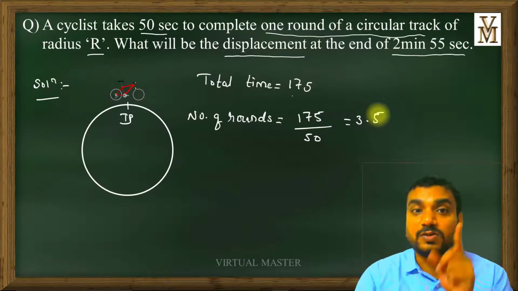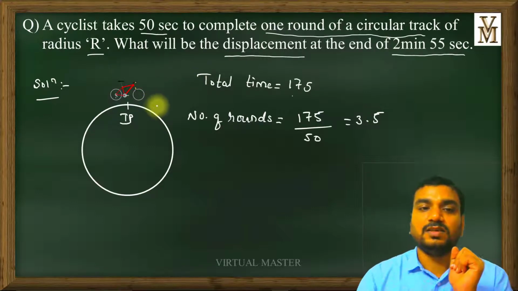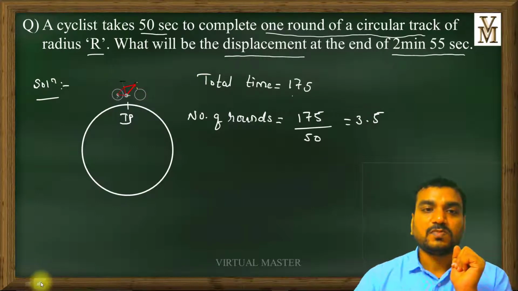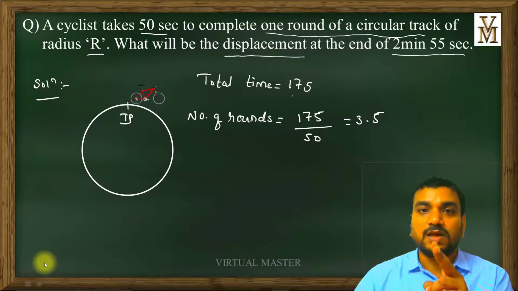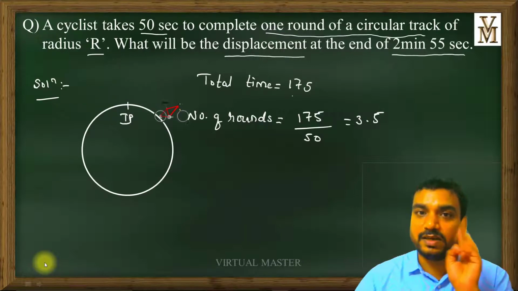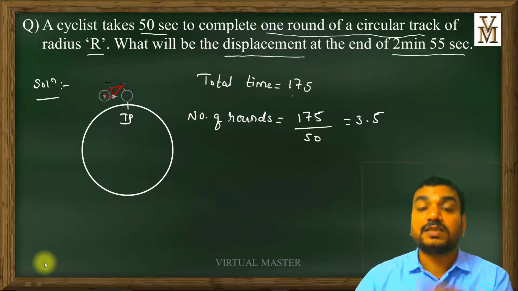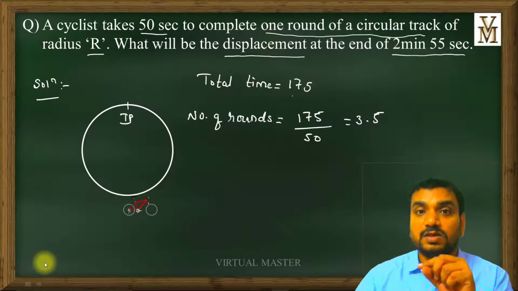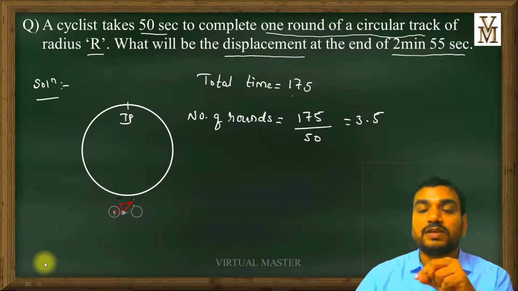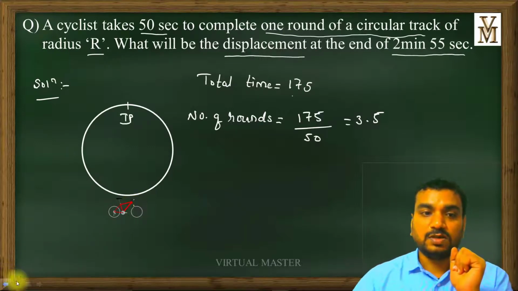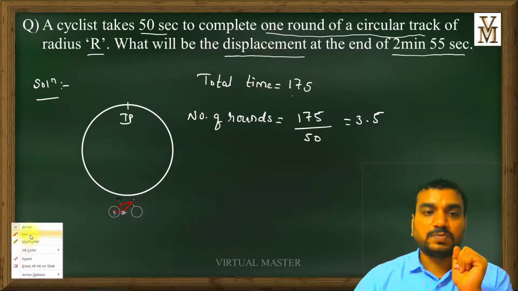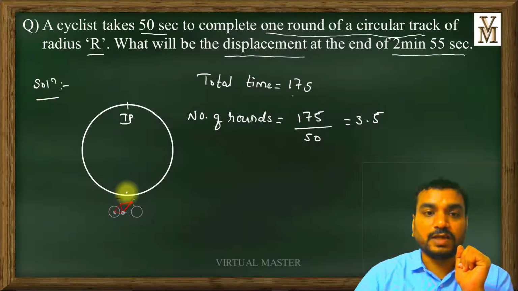3.5 rounds of the circular track, as you can see here. In the first 50 seconds he completes one round, and after 100 seconds he completes the second round. After 150 seconds he completes the third round, and at the end of 175 seconds he covers another half round. Now this point becomes the final position of the cyclist.